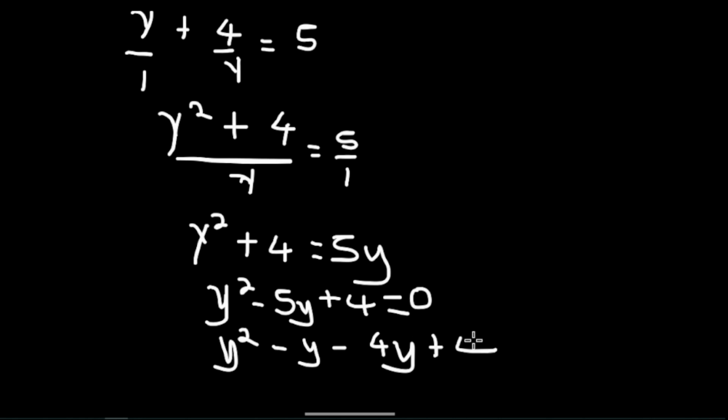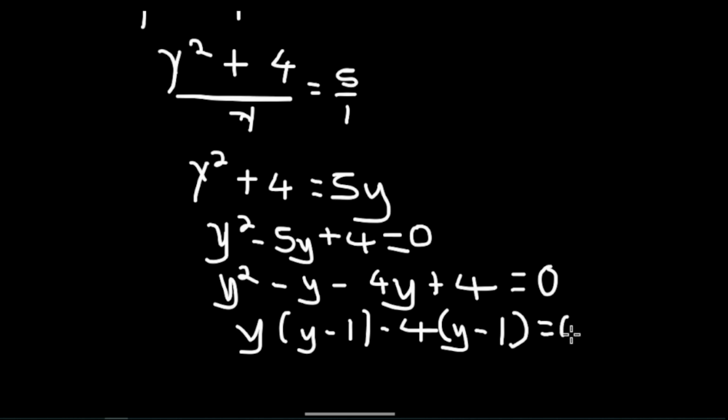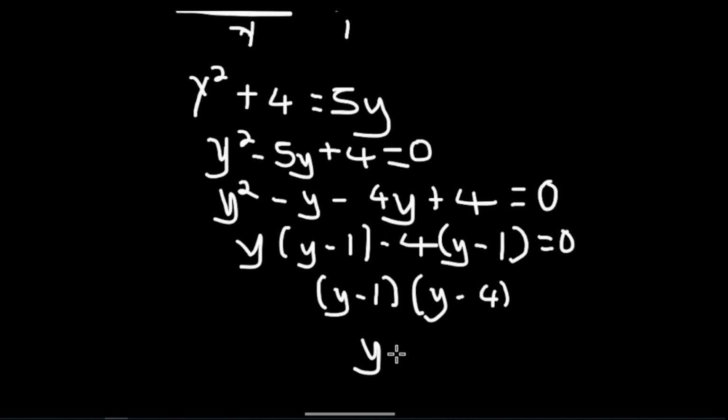Upon reaching this stage, we can factorize, and this will become y minus 1 times y minus 4. Our factors are the same, implying we're on the right track. So our values of y are y equals 1 and y equals 4.